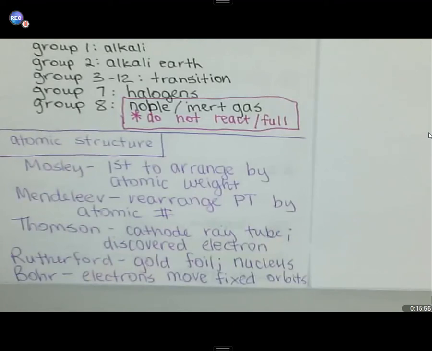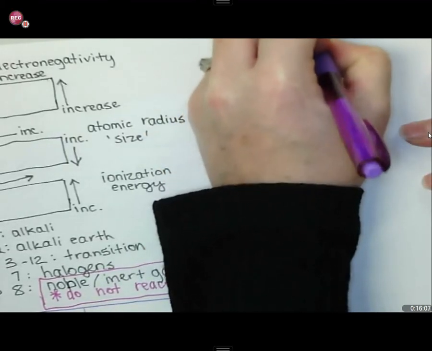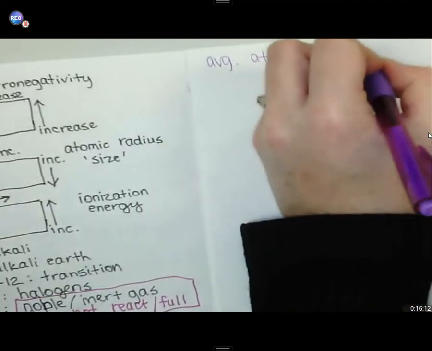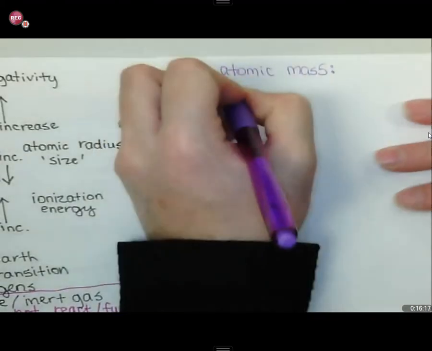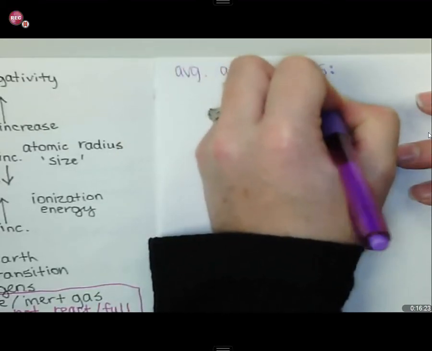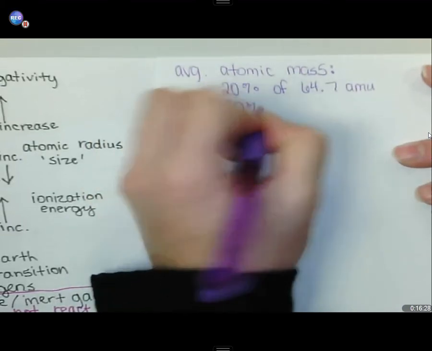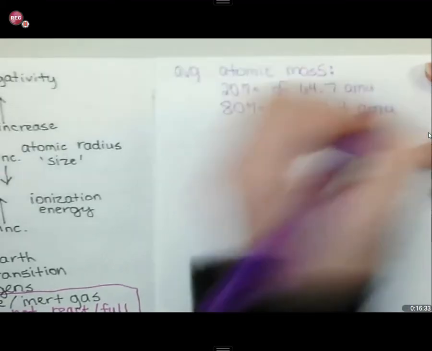All right, the next thing that we're going to go over is how to calculate the average atomic mass. What's going to happen is you're going to be given some numbers, and it's going to be like 20% of 64.7 AMU, and this is going to be 80% of 42.3 AMU. And it's going to be for the same isotope.